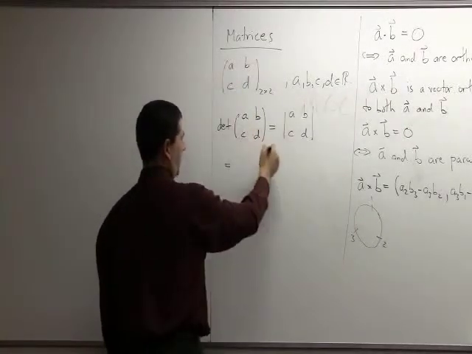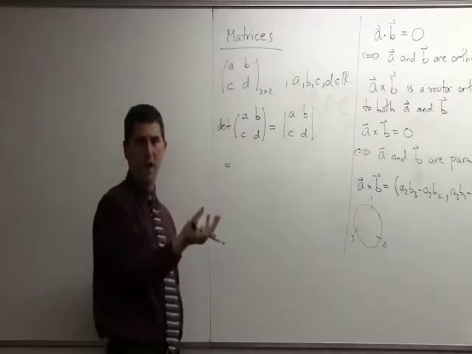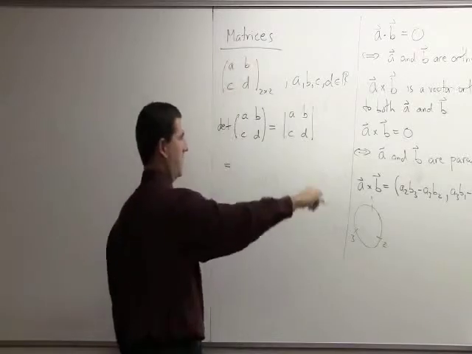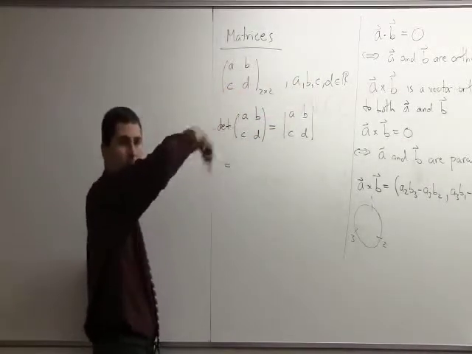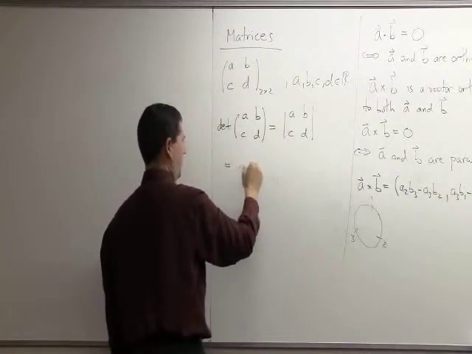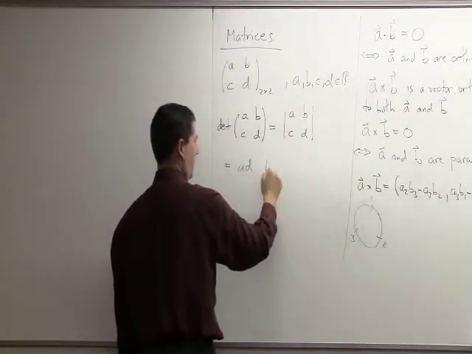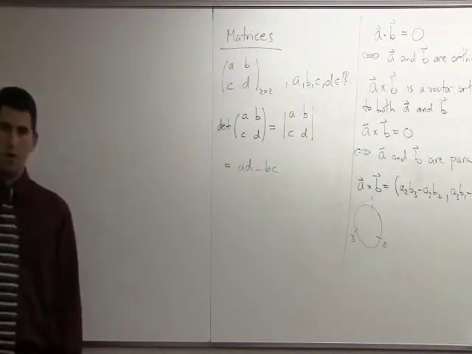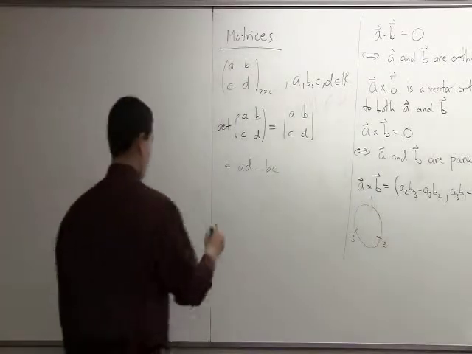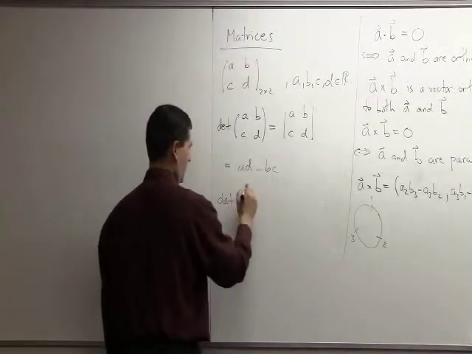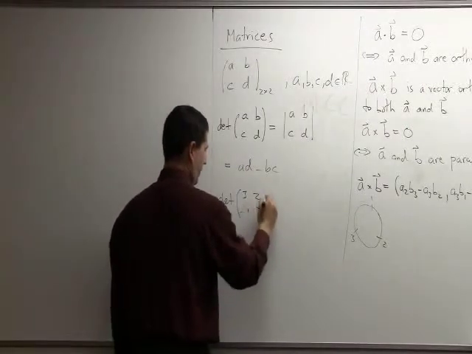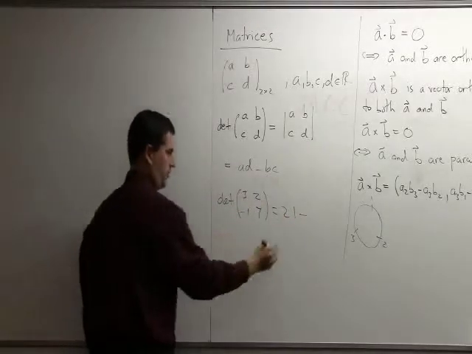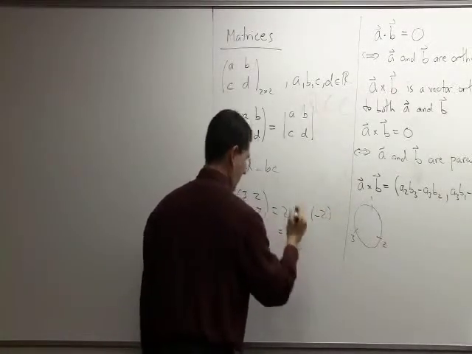You multiply along the diagonals and then you subtract. When you go from left to right, that gives you positive stuff. When you go from right to left, that gives you negative stuff. So you go this way, you get AD. You go this way, you get BC. But because the BC is going right to left, you get a minus. So AD minus BC. Okay, so for example, the determinant of 3, 2, minus 1, 7 is 21 minus 2, which is 23.